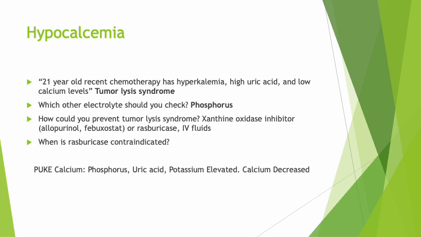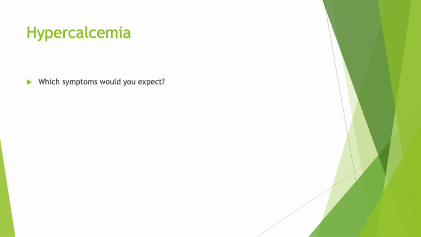And there is one population where you should think about testing for something before giving rasburicase. Can you think about when it might be contraindicated? And the answer for this one is going to be your G6PD deficiency patients. And now switching over from hypocalcemia to hypercalcemia, which symptoms would you expect with hypercalcemia?